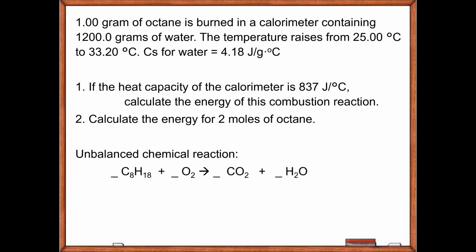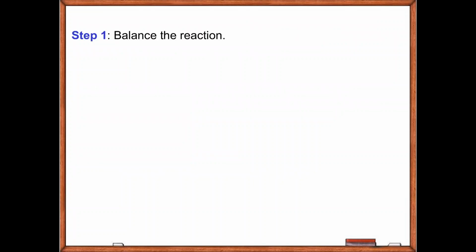Okay, they tell us the heat capacity of the calorimeter, and this would be done through several trial experiments. It says calculate the energy of the combustion reaction, and then calculate the energy for 2 moles of octane. And they give us an unbalanced equation. So first thing we want to do, balance the equation. Hopefully you can balance combustion equations by now.